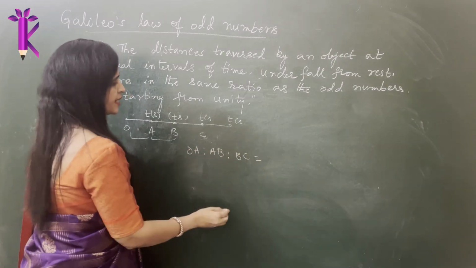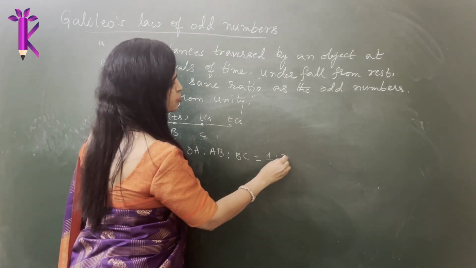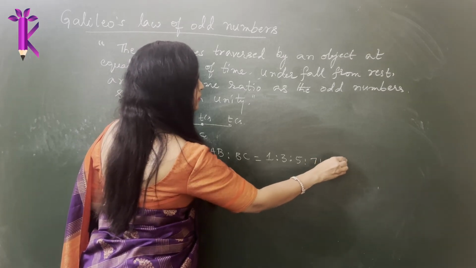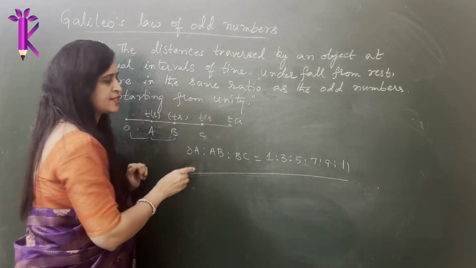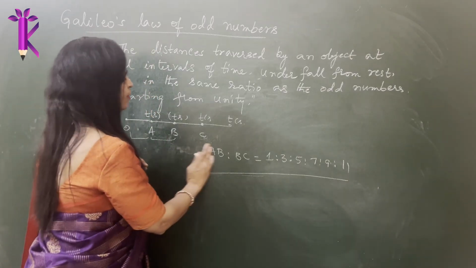They are all in this ratio, starting with odd numbers, that is, starting from 1. 1 is to 3, 3 is to 5, 5 is to 7, 7 is to 9 is to 11. They are in this ratio. So this is what it says, and we can prove this also. Let us see how we can prove this.